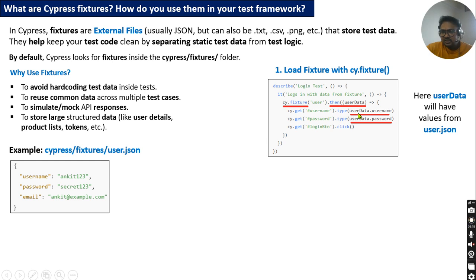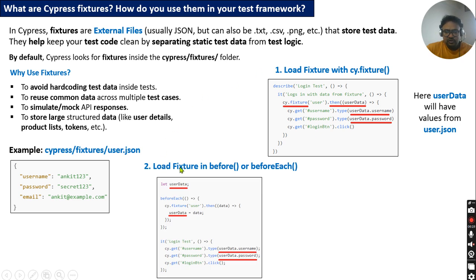Rather than passing static data in the script itself, you can read the data from the fixtures over here. Okay, so this is how you can load fixtures into Cypress using the cy.fixture command. Now, load the fixture in before and beforeEach. Suppose you want to do some operation, like with annotations, where before each test case you want to execute something. How can you achieve that?